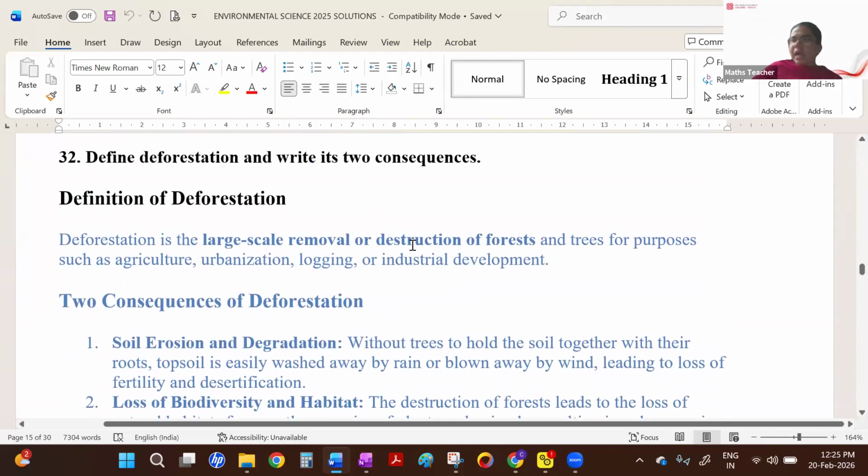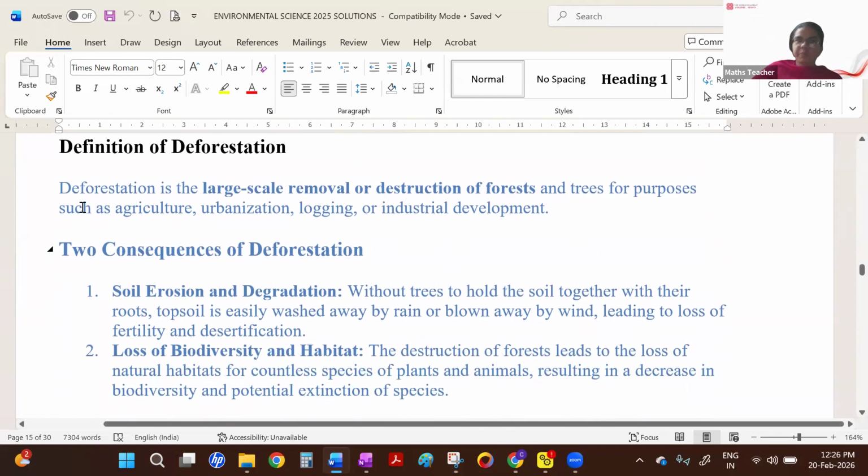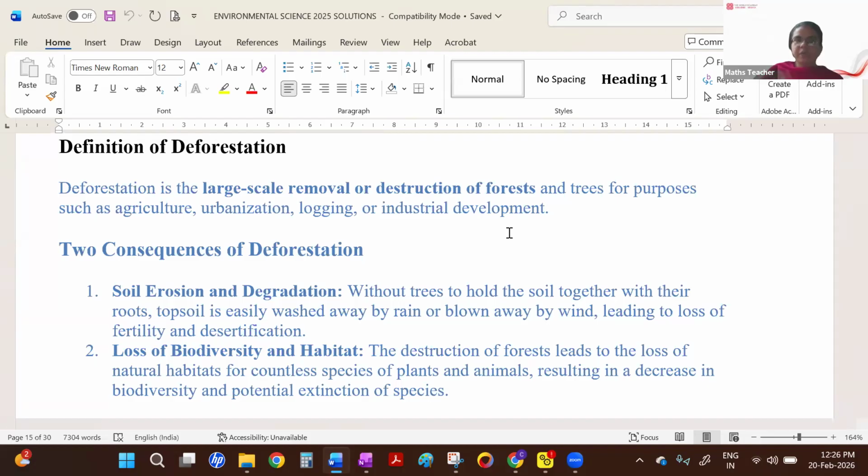What is deforestation? Large scale destruction of forest for human use, for many different human uses. It is the large scale removal or destruction of forests and trees for purposes such as agriculture, urbanization, logging, or industrial development. These are the main reasons for which people are clearing away forests. Agriculture, to take over more land for agriculture. Urbanization, as cities keep on expanding. And then logging, because we need a lot of wood, right?